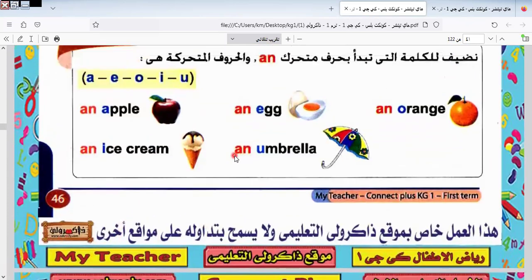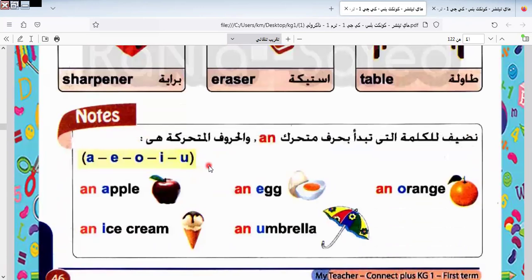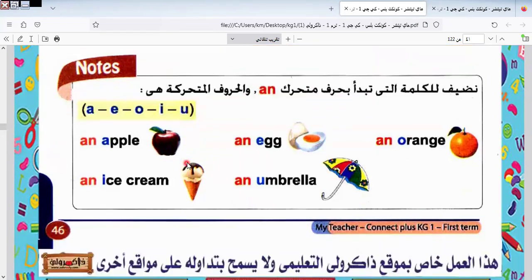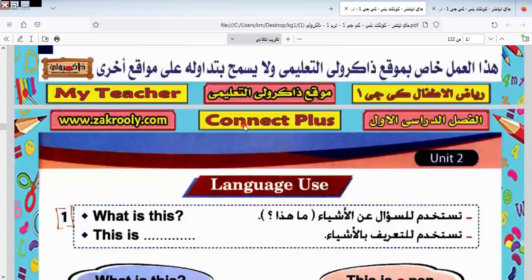Here is an important item that we talked about last class, which is the vowel sound and the letters of the vowel sound, which are A, E, O, I, U. This is called vowel sound. When we say an apple, an ice cream, an egg, an umbrella, an orange, here we have the vowel sound. A, E, O, I, U. Let's go to another one.